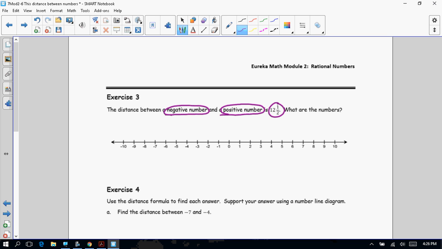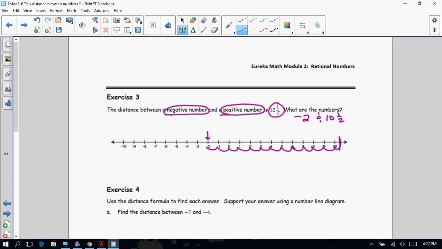So let's see. What if I had, let's say, negative 2? I start here. I go from negative 2, and it's 12.5 away. So what if I added 10.5? What if I had negative 2 and 10.5? Right? 1, 2, 3, 4, 5, 6, 7, 8, 9, 10, 11, 12, and a half, right? Would put me right there. They are 12 and a half apart.